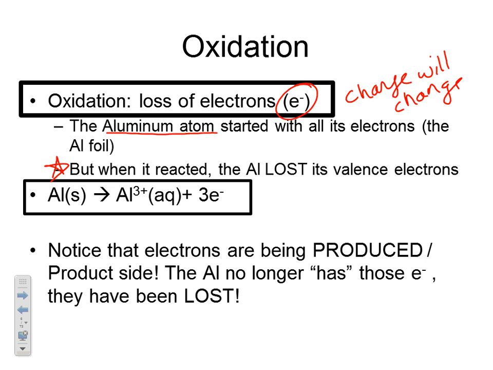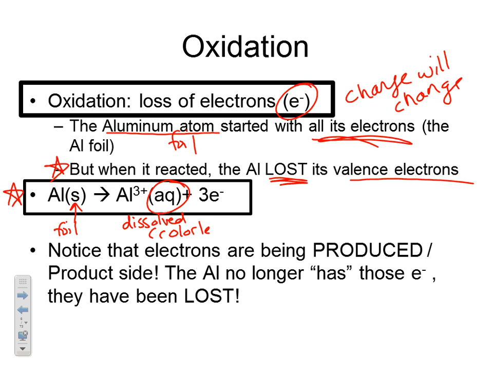Well, we started with the aluminum foil, and that's the aluminum foil right there in this little half reaction. The aluminum started with all of its electrons, all 13 of them. It was intact. Then when it reacted, the aluminum lost just its valence electrons. So we have this process right here: the Al foil, the solid, became Al plus 3. Notice this is aqueous. So the aluminum, when it lost its electrons, dissolved into the water and became a colorless solution.